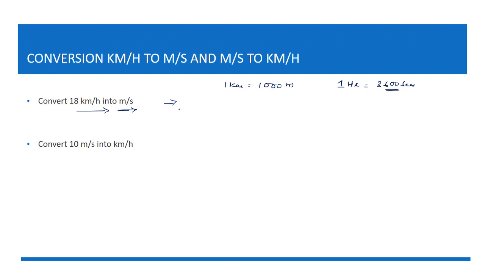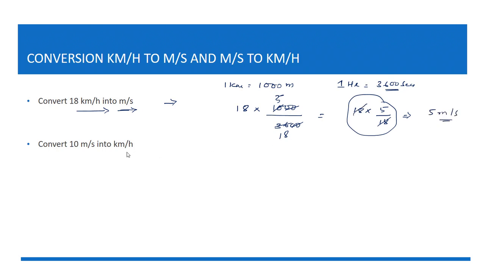Now we need to convert. That is 18 into 1000 divided by 3600. Now simplify it. The two zeros cancel, and 18 into 5 by 18, the 18s cancel, so the answer is 5 meter per second. So in simple terms, whenever you want to convert kilometer per hour to meter per second, just multiply by 5 by 18.